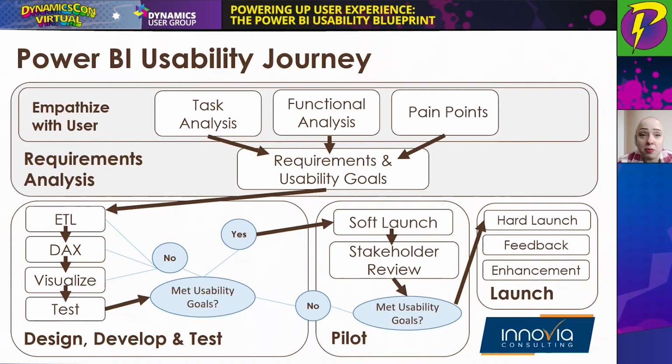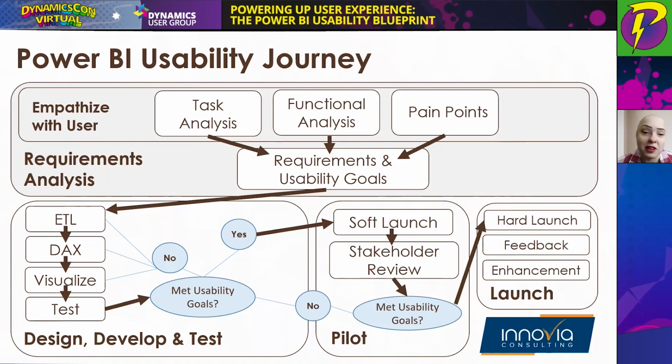Once you think you're done with your report, you can then ask yourself, does this report meet the usability goals that we defined in step 2? If no, then you can return to one of the other 3 steps, the ETL, the DAX, or the visualize. You can return to those wherever your requirements fell short, and then you can go back to testing, and then ask yourself the same question: did this meet the usability goals? If yes, then you should have the green light to do a soft launch.